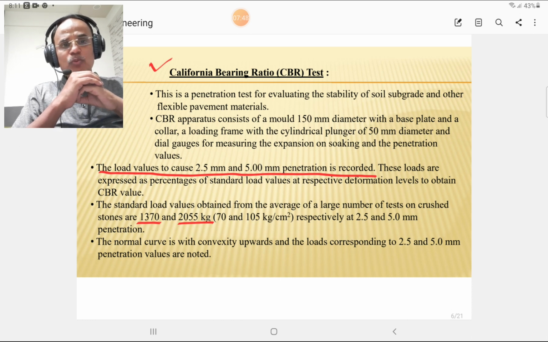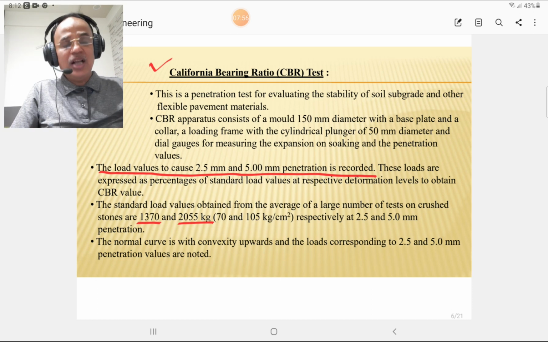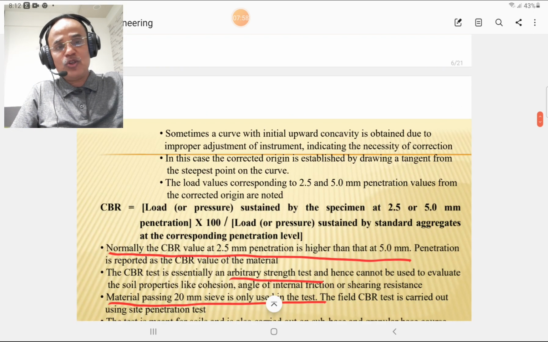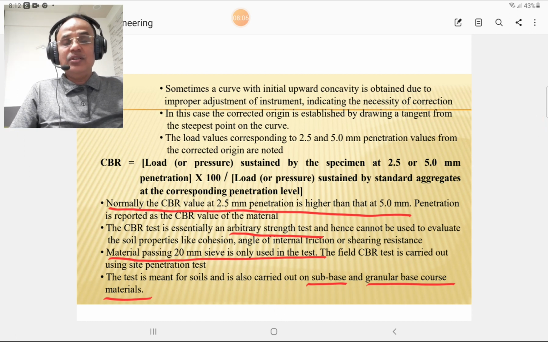The normal curve, load versus deflection, is plotted and has convexity upwards. You must know that. And if the concavity is upwards, you must apply the correction factor. Then what is the formula for the CBR? The load or pressure sustained by the specimen at 2.5 and 5 mm penetration divided by the standard values at 2.5 and 5 mm penetration, multiplied by 100, gives you the CBR value.